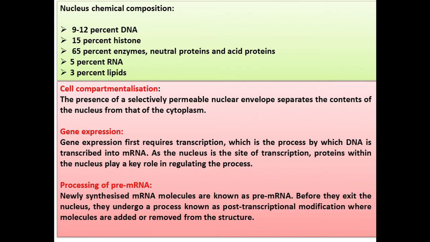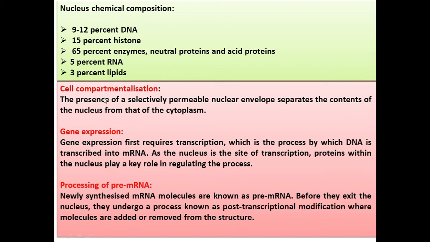What is the nucleus chemical composition? In the nucleus, 9 to 12% is DNA, then 15% histones, 65% enzymes, neutral proteins and acid proteins, 5% RNA, 3% lipids. Histones are basic in nature. 9 to 12% is DNA, chromatin.